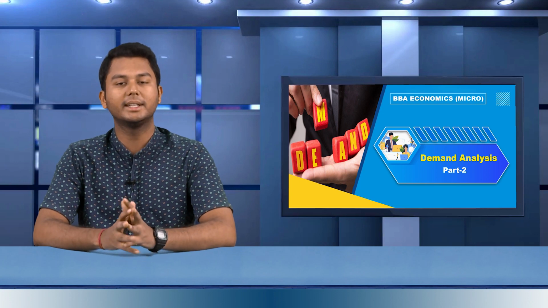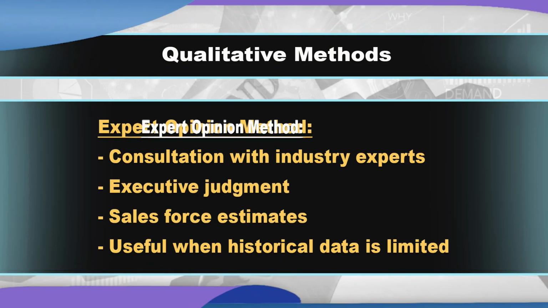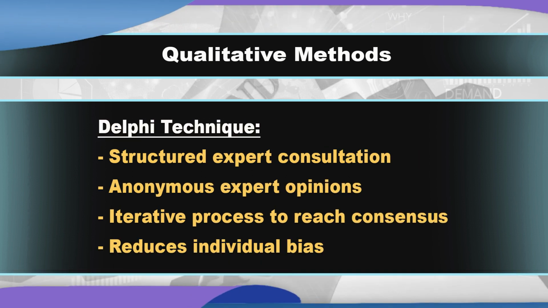Now we move on to different methods for demand forecasting. First, we have qualitative methods. First method under qualitative method is the expert opinion method. This includes consultation with industry experts, executive judgment, sales force estimates, and it is useful when historical data is limited to us. The next technique is called Delphi technique, which is structured expert consultation. Anonymous expert opinions are sought, iterative processes to reach consensus is sought after, and it reduces individual bias.